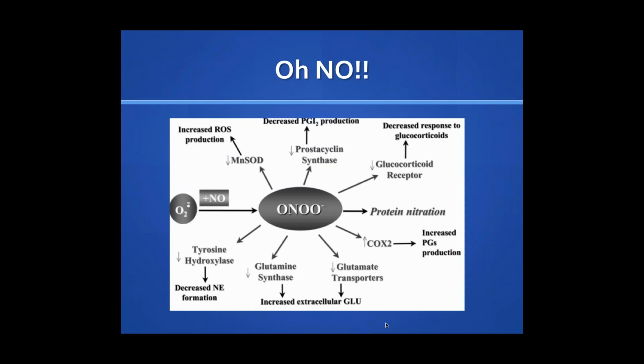So, again, this is kind of a reiteration, but it causes all kinds of problems. Prostaglandins increase, that's inflammation. Decreased response to glucocorticoids, so issues with adrenal problems. Glutamate transporters, glutamine synthesis, tyrosine hydroxylase, it causes interference with that enzyme and decreases norepinephrine formation, causing more adrenal problems and reactive oxygen species.